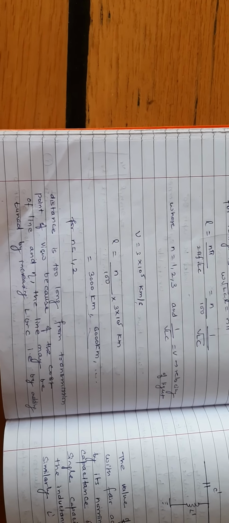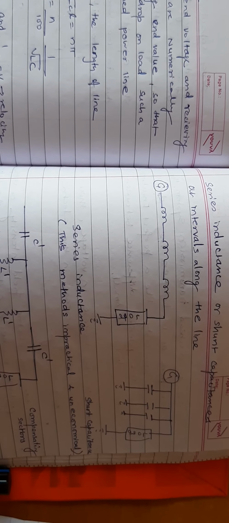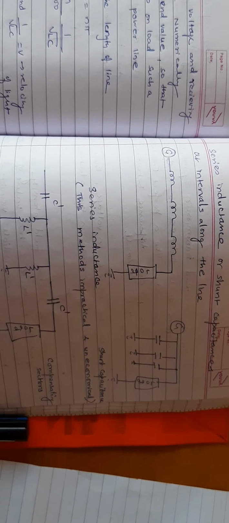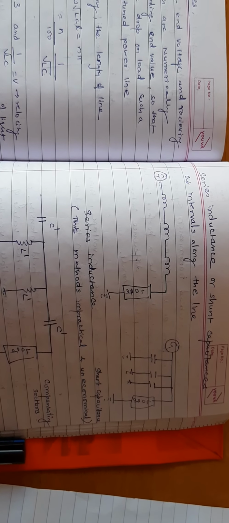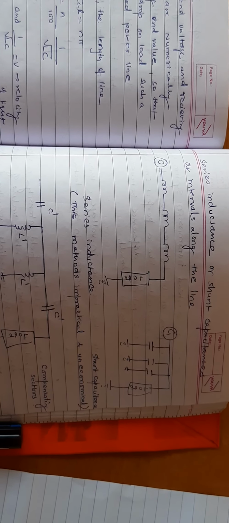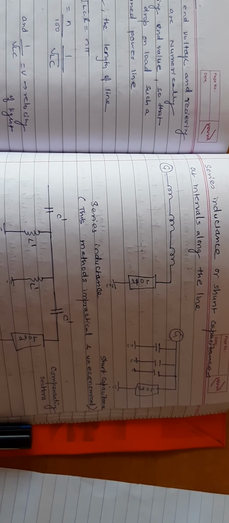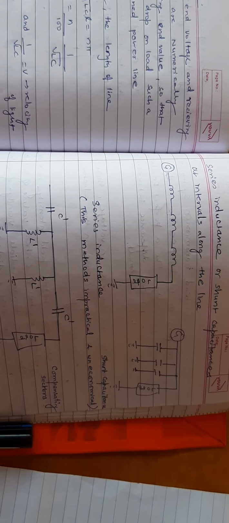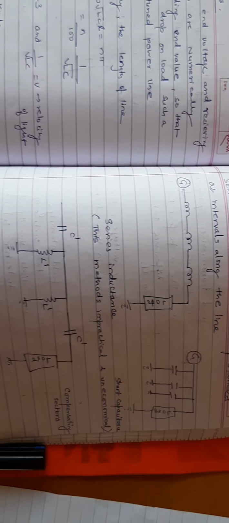inductance and capacitance. One of the methods is having series inductance for light load, and for heavy load you should have shunt capacitors, in order to neutralize the impact of capacitance during a light load, and at a heavy load we need to neutralize the effect of inductance. So this is a rather impractical and uneconomical method.